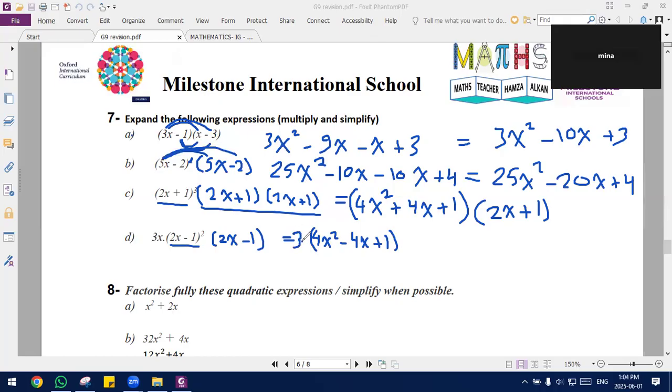Now, before this bracket, what do we have? We have 3x outside, right? Now, what do I have to do? You multiply the bracket by 3x. 3 times 4 is 12, then 12x cubed, good. And then minus 3 times 4, which is 12, minus 12x squared. And then 3 times 1, which is 3, plus 3x. Yes, done. Is it clear? Yes.